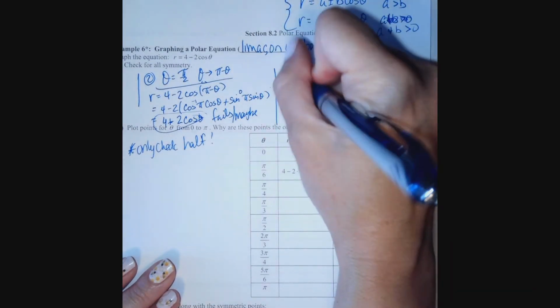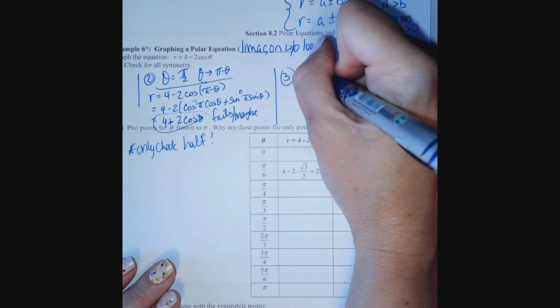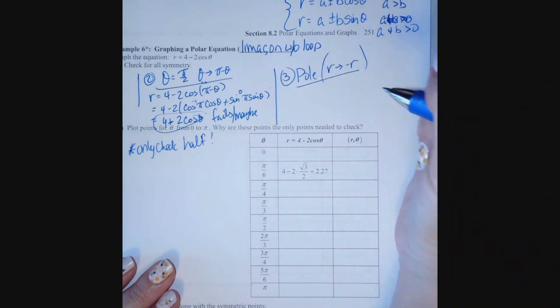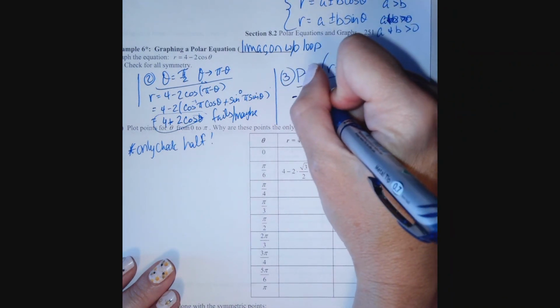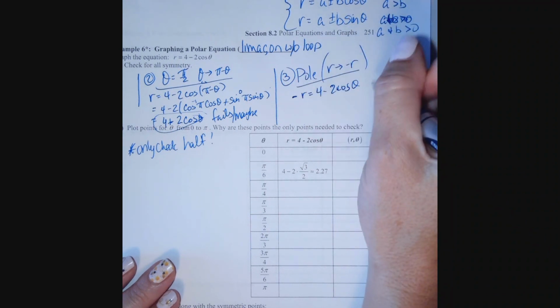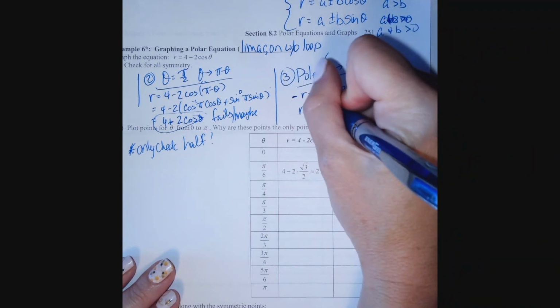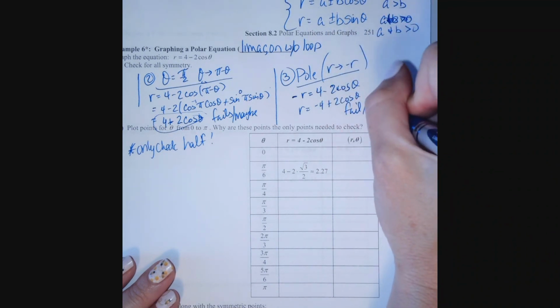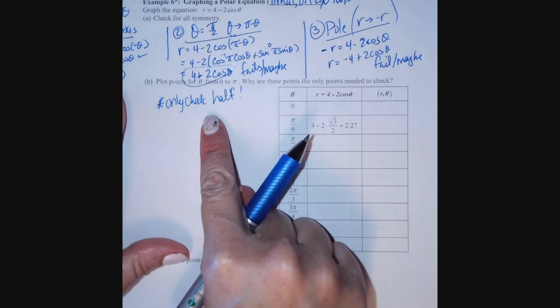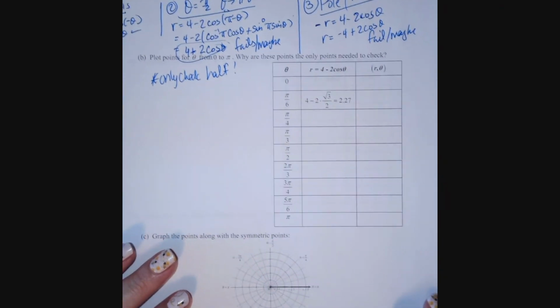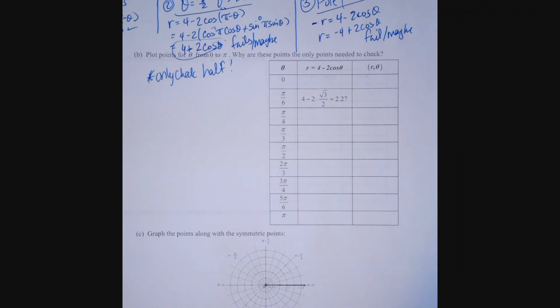And then my third symmetry test is pole or origin symmetry, where I replace r with -r. So that would be -r equals 4 minus 2 cosine theta. If I multiply both sides by a negative, I would have r equals -4 plus 2 cosine theta. That's a fail. It's not what I started with, so it's a maybe, but it's not confirmed. The only thing that's confirmed is that I have x-axis symmetry, like the last graph, so I only have to check my points from 0 to pi.